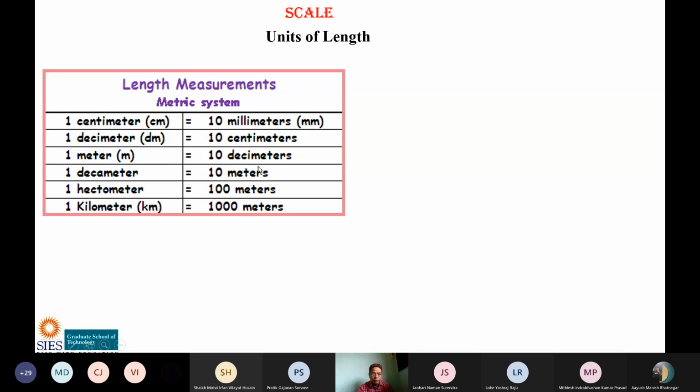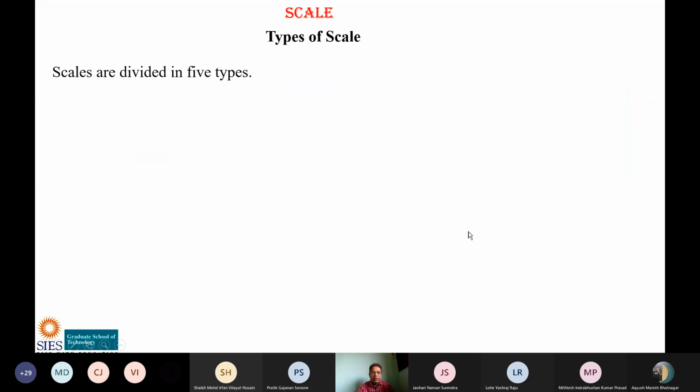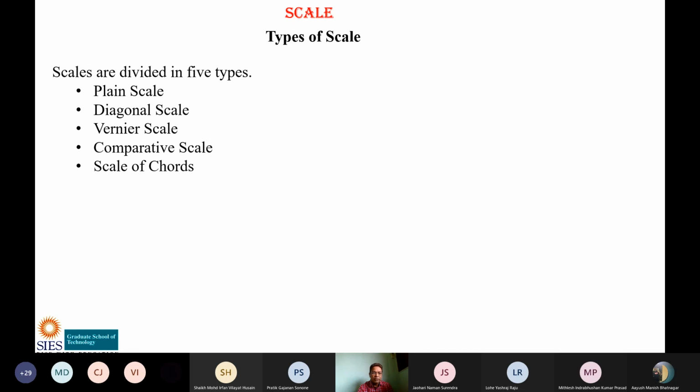So you know this from school days, you can go through this. Then inch to feet, feet to yard, yard to mile conversion. Now coming to the scale, topic scale. Scales are basically divided into 5 types. So these 5 types of scales are plane scale, diagonal scale, vernier scale, comparative scale, and scale of chord.